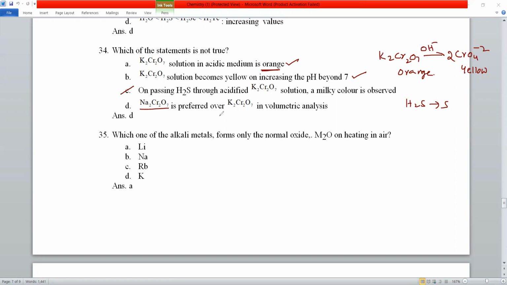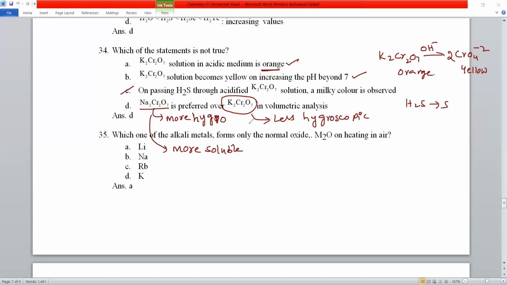Then, sodium dichromate is preferred over K2Cr2O7 in volumetric analysis. This is the wrong statement, student. K2Cr2O7 only they will use more in volumetric analysis. What is the reason? K2Cr2O7 is less hygroscopic in nature. Na2Cr2O7 is more hygroscopic in nature, and also more soluble in water. So that's why they won't prefer it in volumetric analysis. If it is used, inaccurate values will result. Okay, so this is the reason.